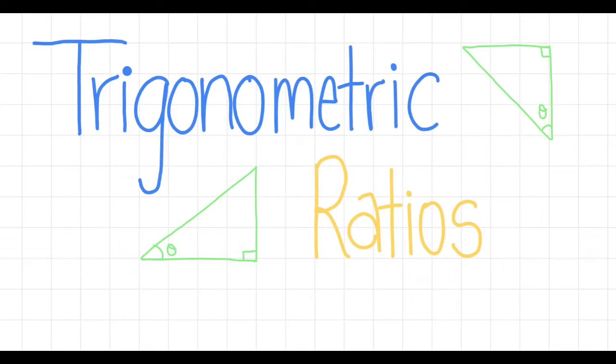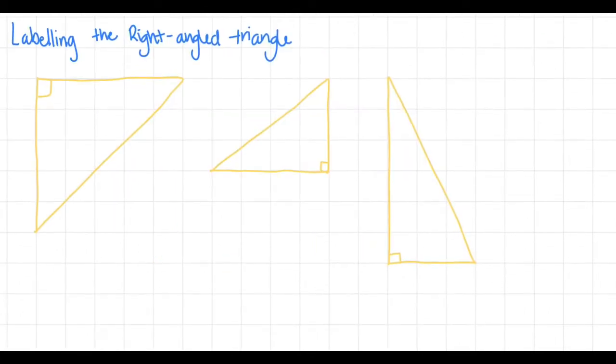So in today's video, we'll be looking at trigonometric ratios. More specifically, we'll be looking at sine, cos, and tan. The most important thing about figuring out which ratio to use, whether we use sine, cos, or tan, is actually in making sure you've labeled your right-angled triangle correctly.